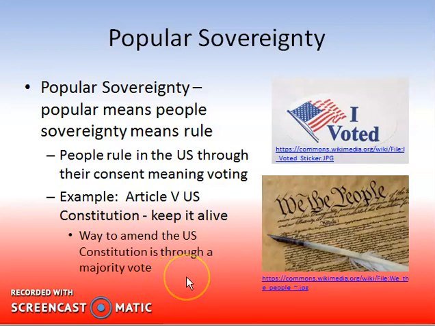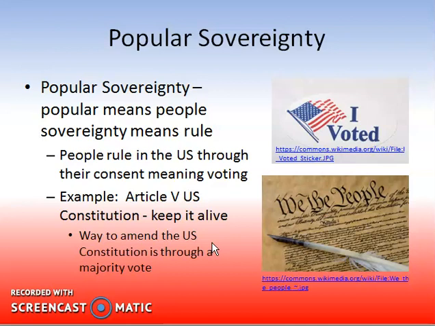And remember in class we went over those amendments. We have had to use Article 5 27 times to change our Constitution. The first ones came very fast, the Bill of Rights, the first 10. But then as time went on, we've added 11 through 27. So we've done it a couple more times since the beginning.